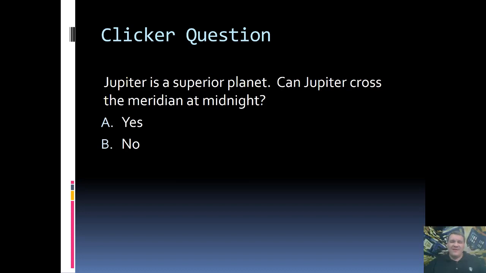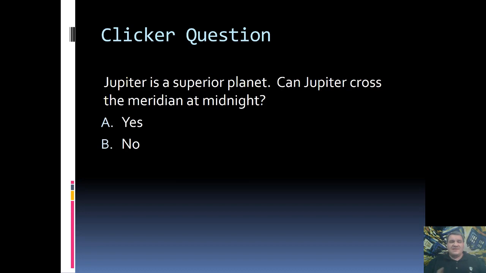Alright, now that you've had a while to think about it, Jupiter is superior, which means that its orbit is larger than the orbit of the Earth. Because of that, it is possible to see Jupiter opposite the Sun in our sky. We even gave this point a special name. This is at opposition. So, if the planet, in this case Jupiter, is on our meridian, then the Sun is going to be exactly opposite, or the anti-meridian, again, not an official term, but I kind of like it, which we defined previously as midnight. So superior planets can cross the meridian at midnight.